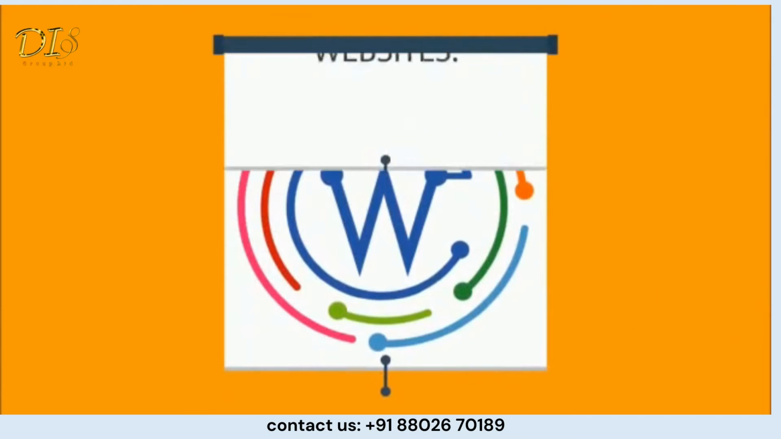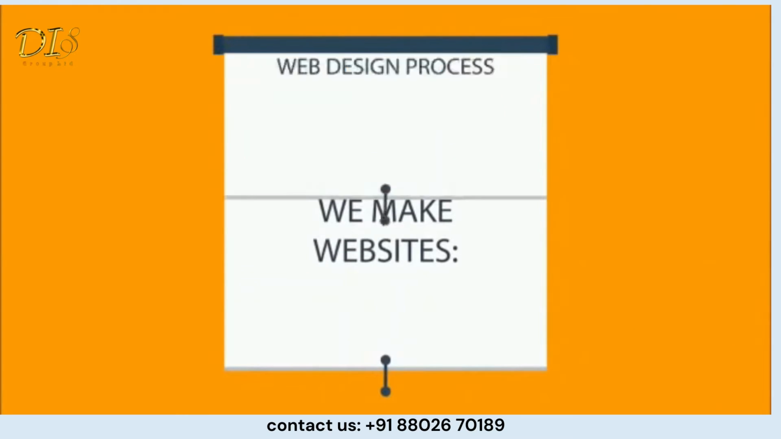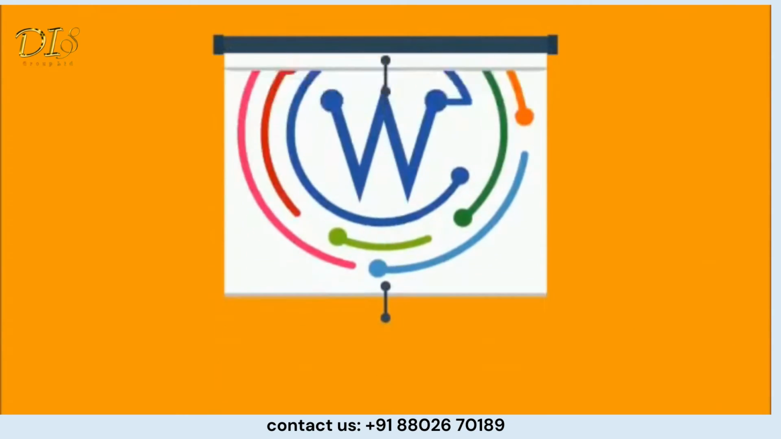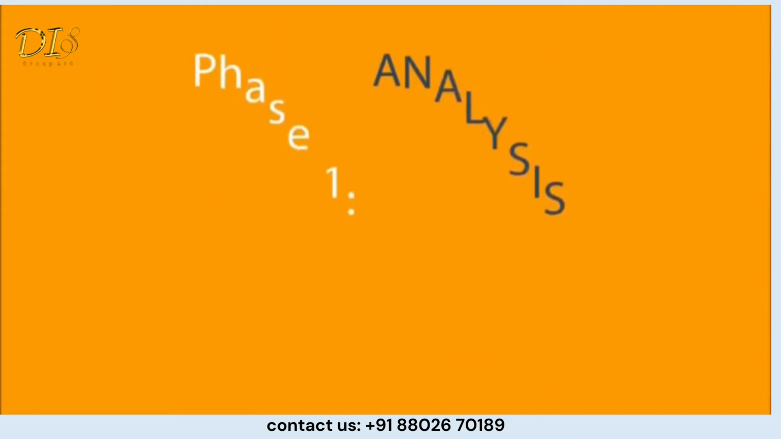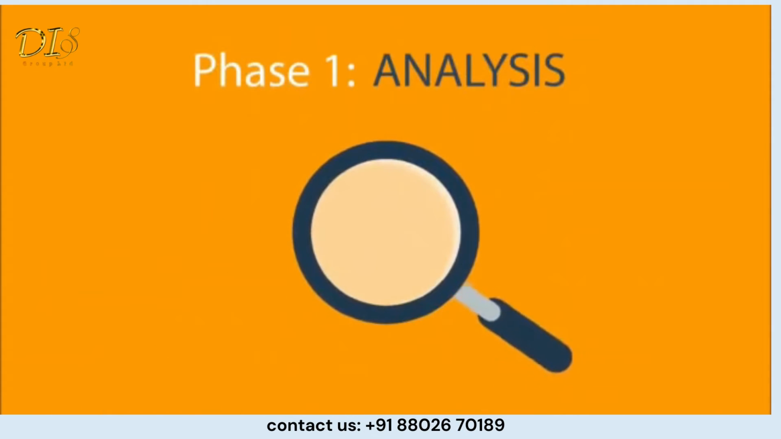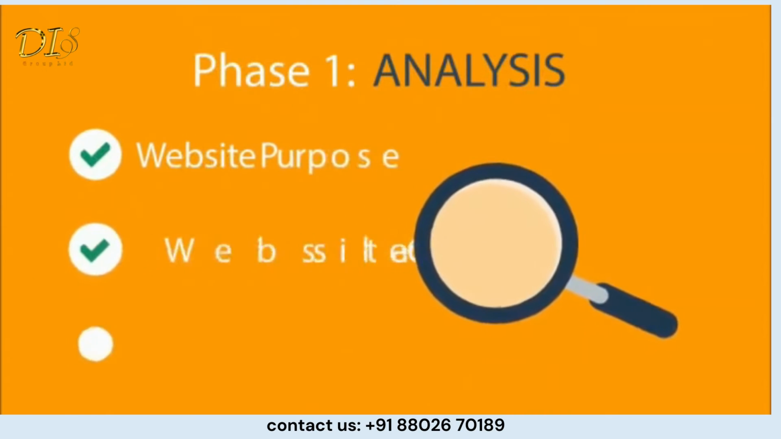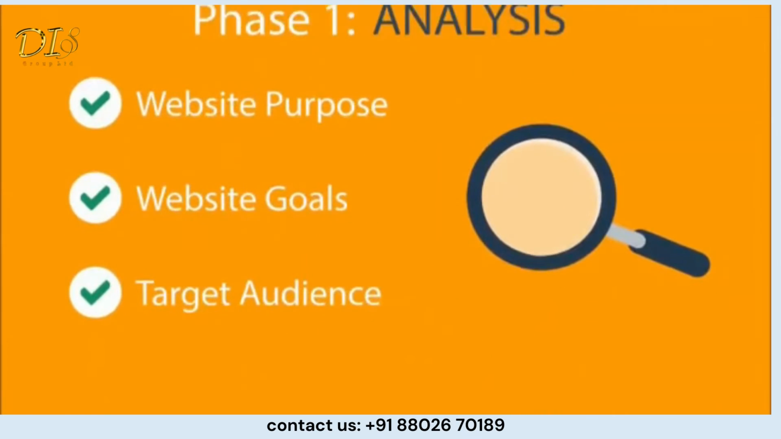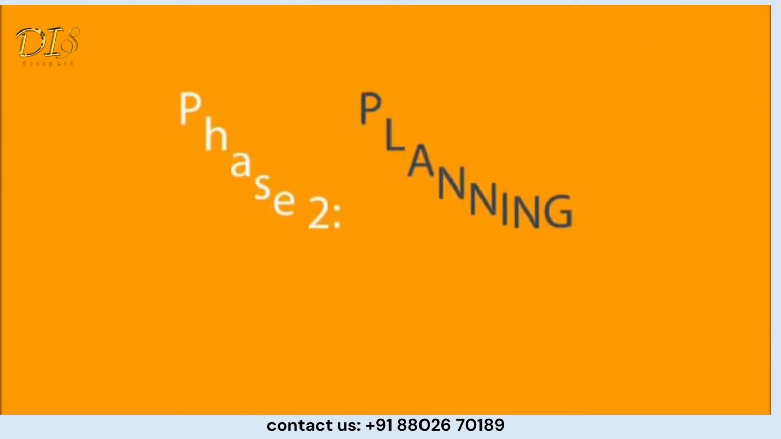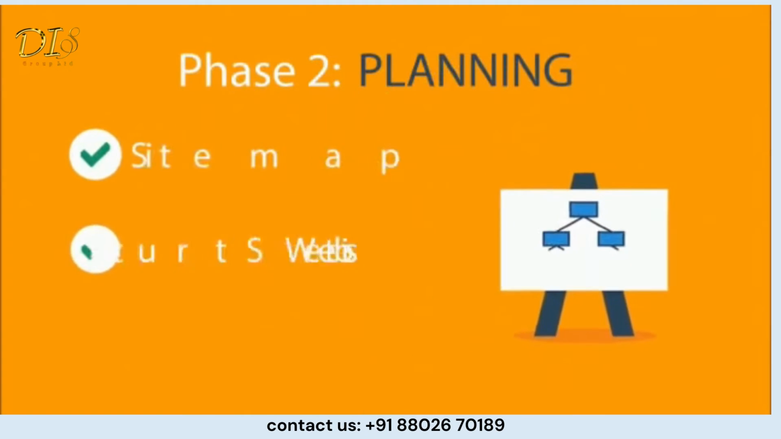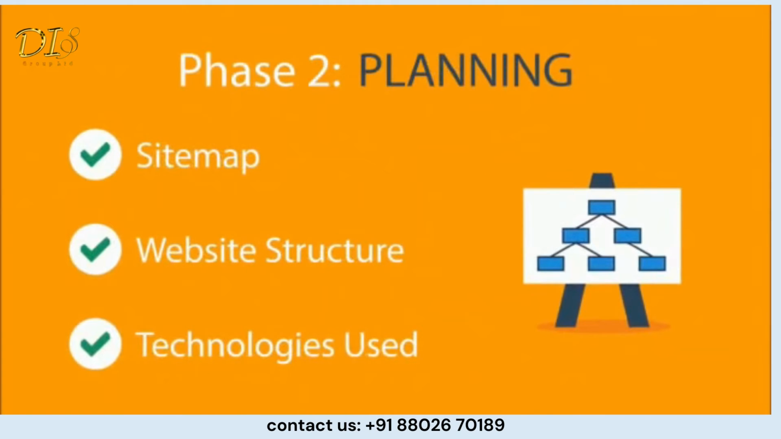This is how we make websites, by following the 7-phase web design process. Phase 1. Analysis. The first step is always about information gathering, identifying things like the website purpose, goals, and target audience. Phase 2. Planning. A plan includes a definition of the sitemap, structure, and technologies that we're about to use.